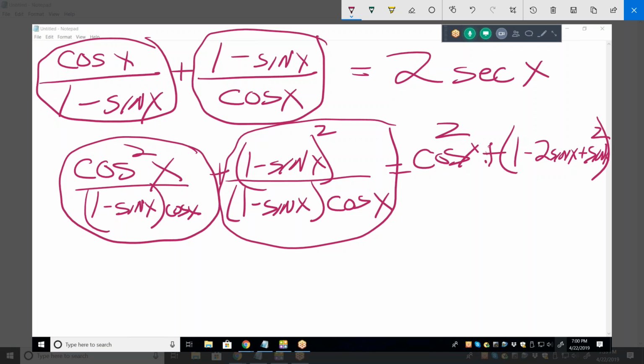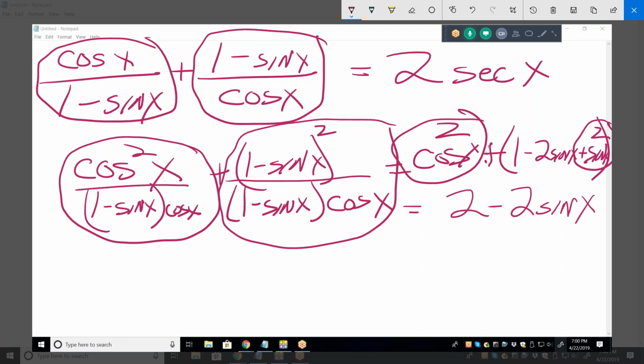I'm not going to mention the denominator yet. Let's simplify the numerator. I see a cosine squared x and I see a sine squared x. That's 1. Okay, and there's already a 1 there. So I got 2 minus 2 sine x, all over sine x cosine.